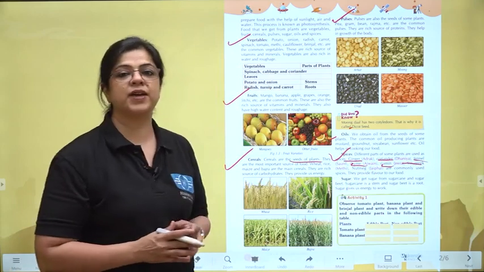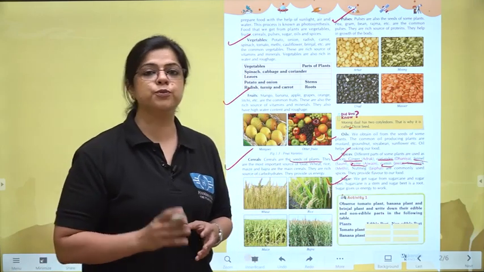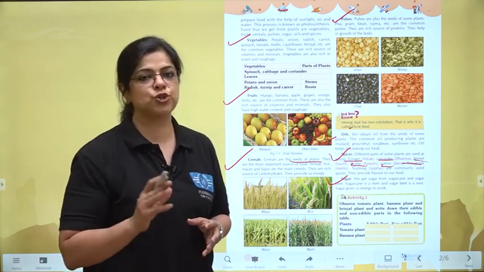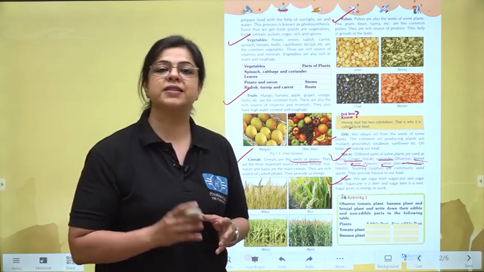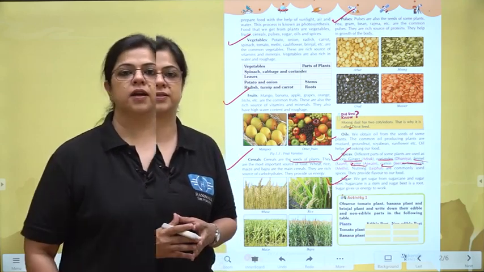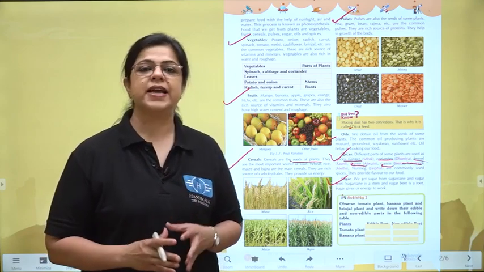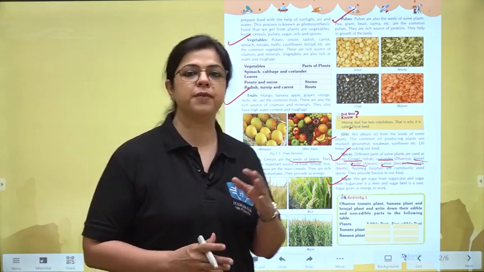The next thing that we get from plants is sugar. We get sugar both from sugarcane as well as sugar beet. Sugarcane are the stems of the plants and sugar beet are the roots of the plants. And now that we have understood the foods that we get from plants, let's move on to food that we get from animals.